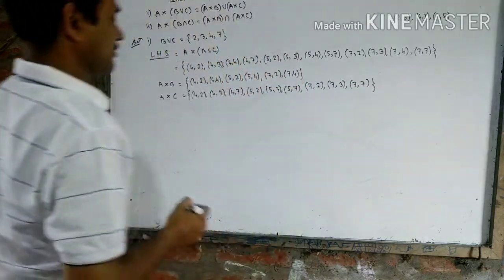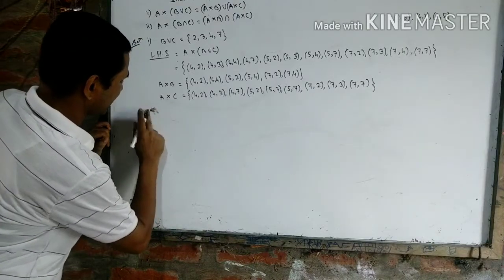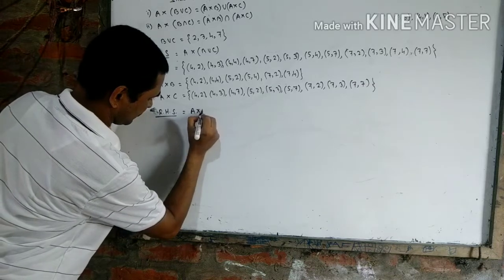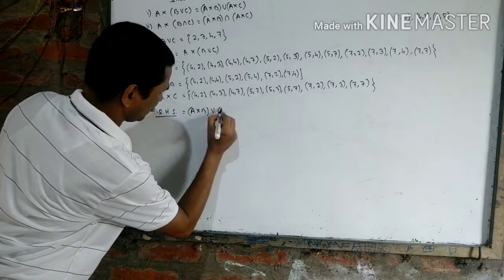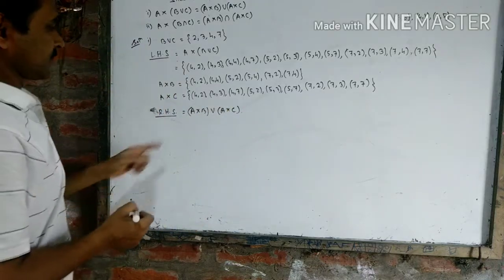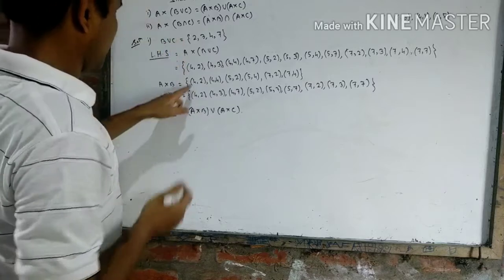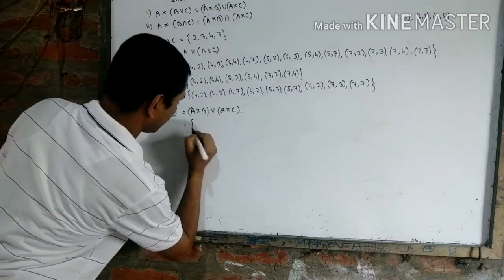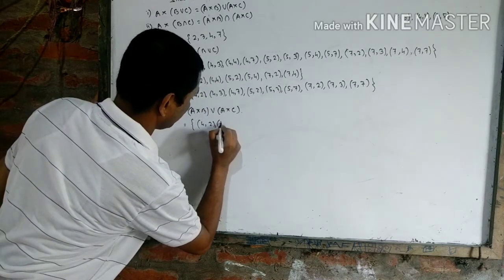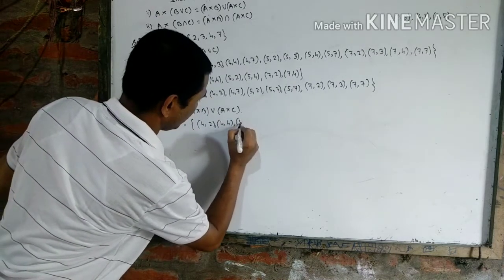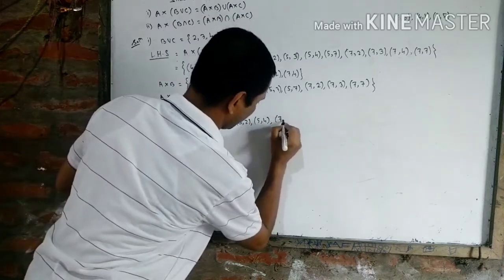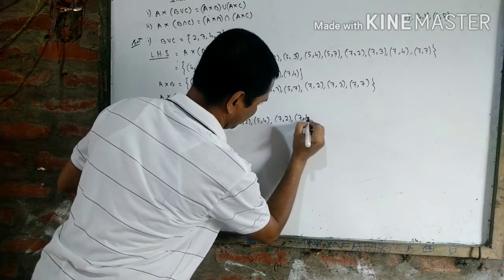Okay. Now we can find the right hand side, which is equal to A cross B union A cross C. So take the union. That is, you have to combine the elements. We take the elements of A cross B first: (4, 2), (4, 4), (5, 2), (5, 4), (7, 2), (7, 4).